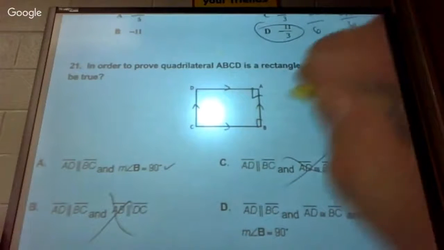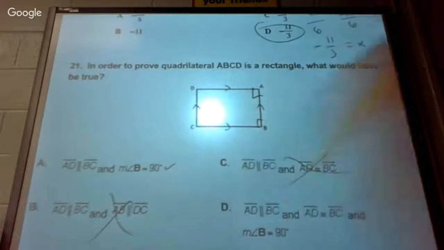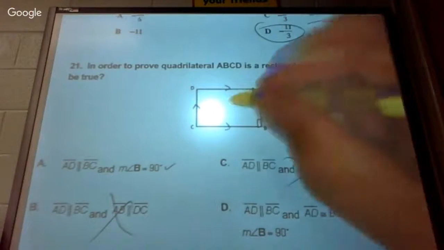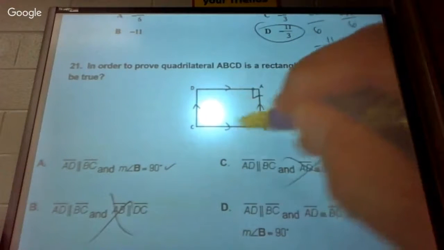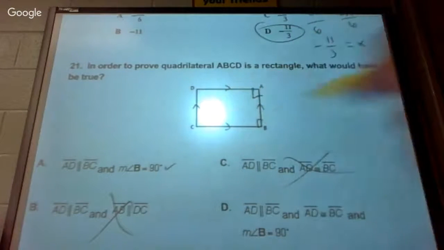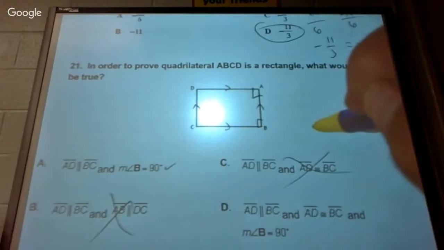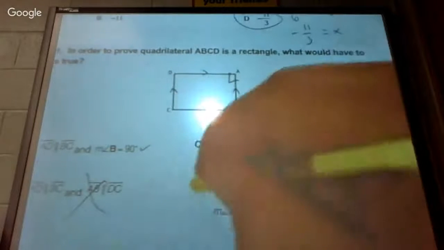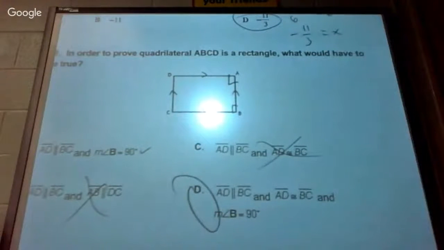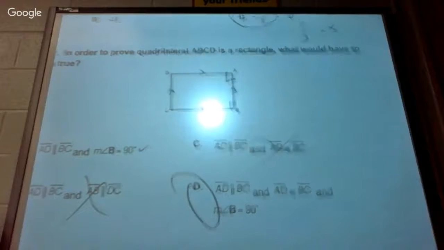And angle B is 90 degrees. AD is parallel to BC. AD is congruent to BC. And I think D's the best answer. Angle B's 90. All right.